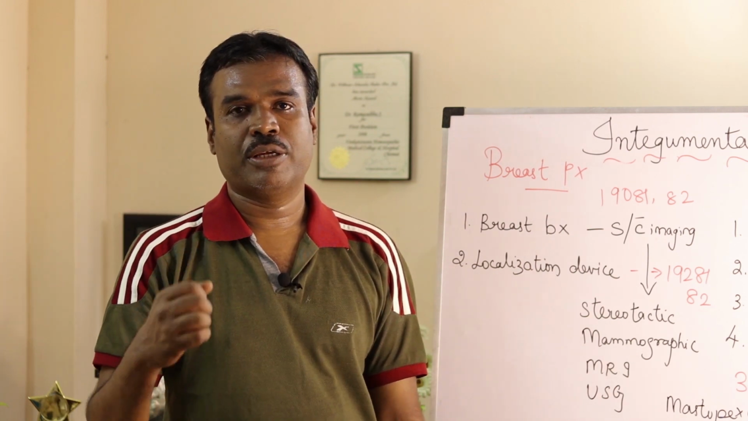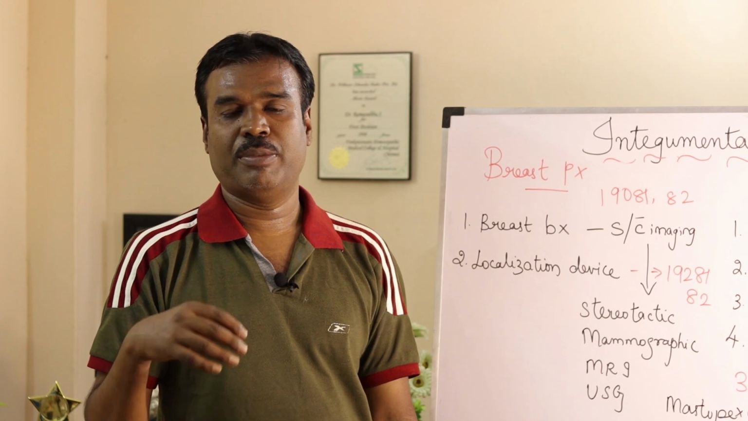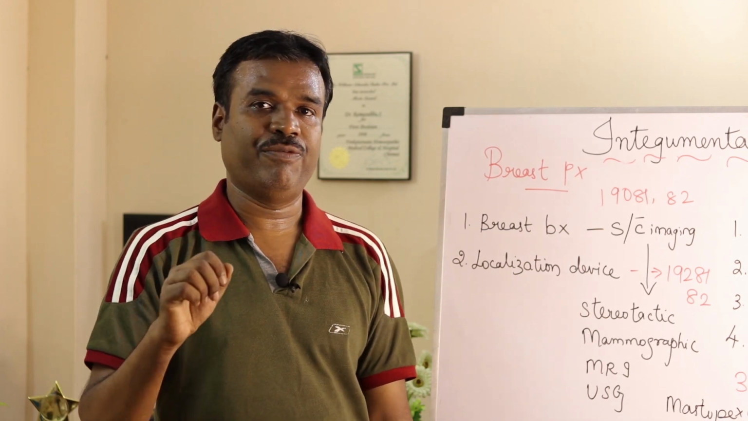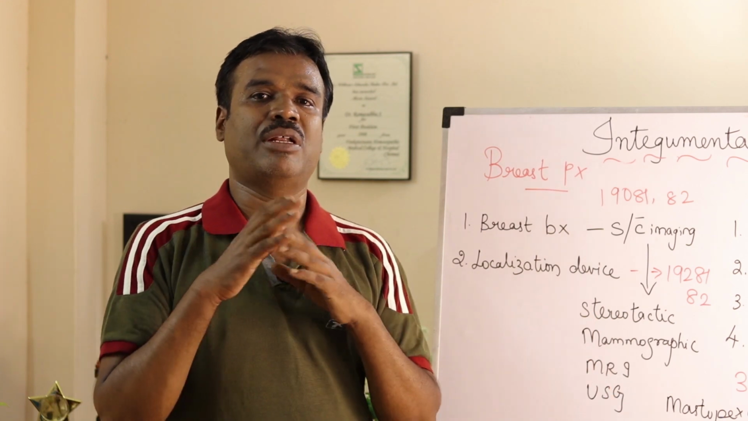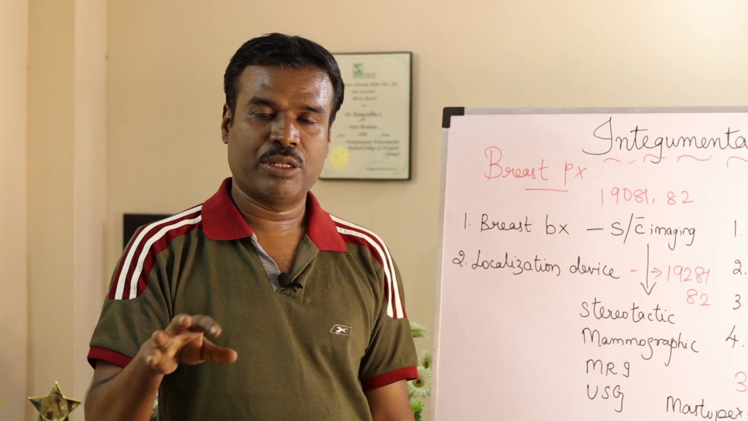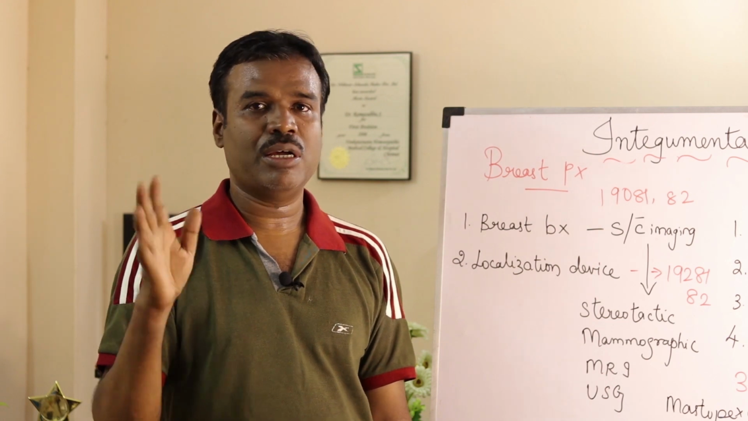In 19306 also it is a radical mastectomy where they are excluding the pectoral muscles but they are removing the internal mammary lymph nodes. In 19305, it is a radical mastectomy where they are removing entirely the pectoralis muscles plus the lymph nodes.